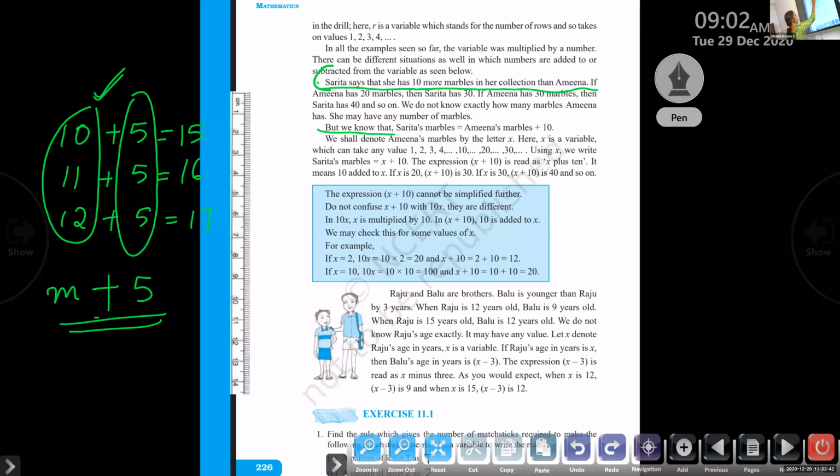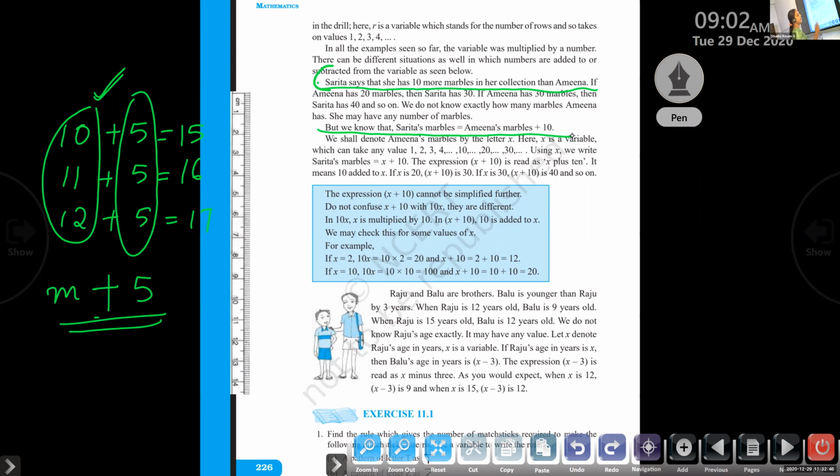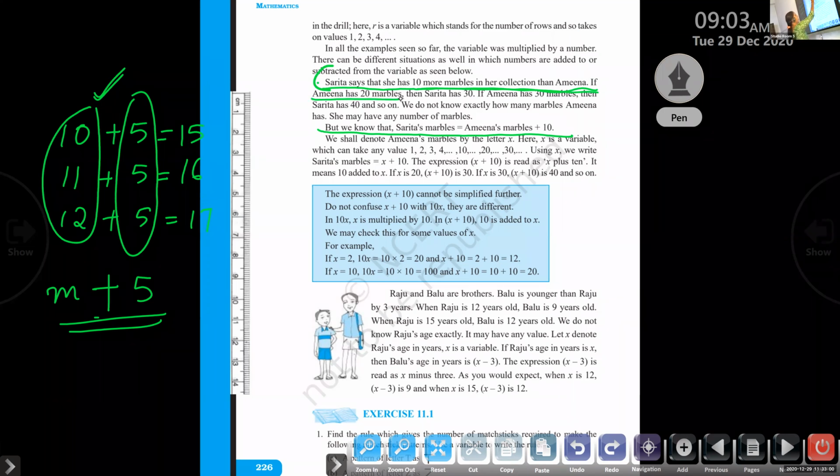We know that Sarida's marbles equal Amina's marbles plus 10. I'll read once again. Sarida says that she has 10 more marbles in her collection than Amina. If Amina has 20 marbles, how many does Sarida have? 30 marbles. If Amina has 30 marbles, then Sarida has 40.